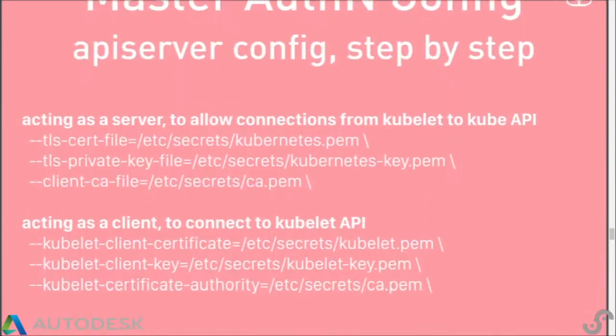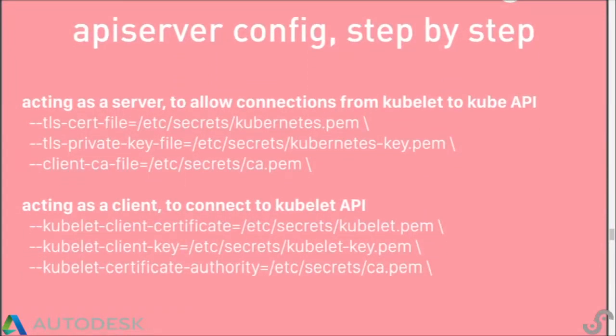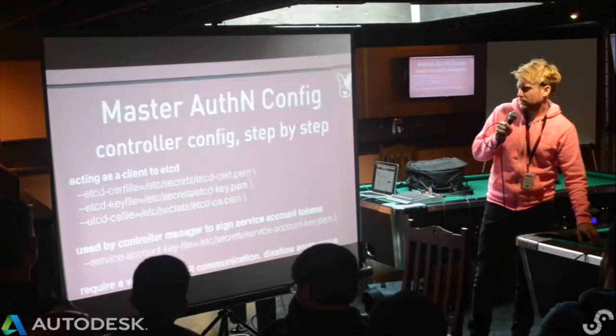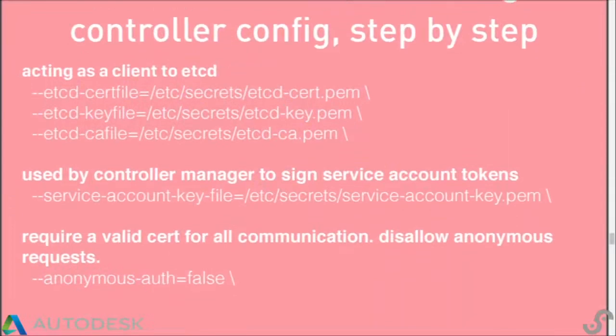So the first part is when the API server is acting as a server, we need to accept incoming connections from the kubelet that's running on those workers. So that's that config there. We've got it the other direction: the API server as a client connecting to the kubelet on the workers. And you've got the API server acting as a client to etcd here at the top.